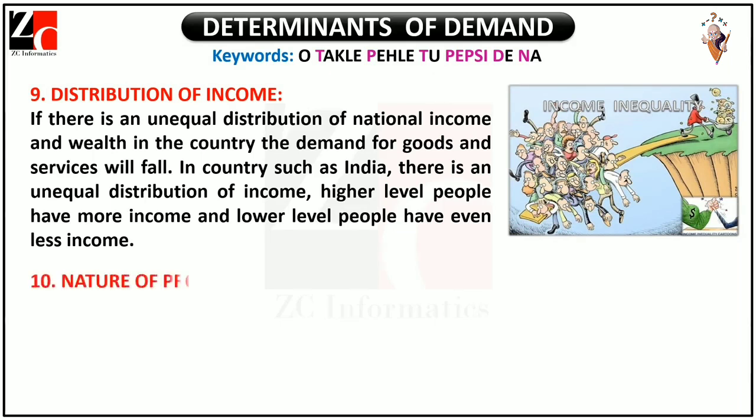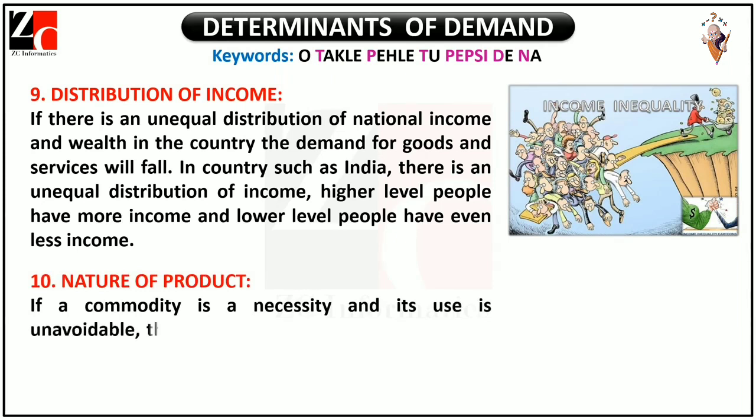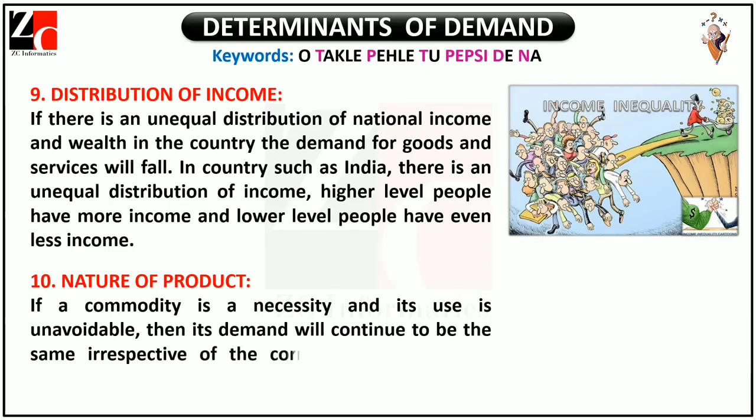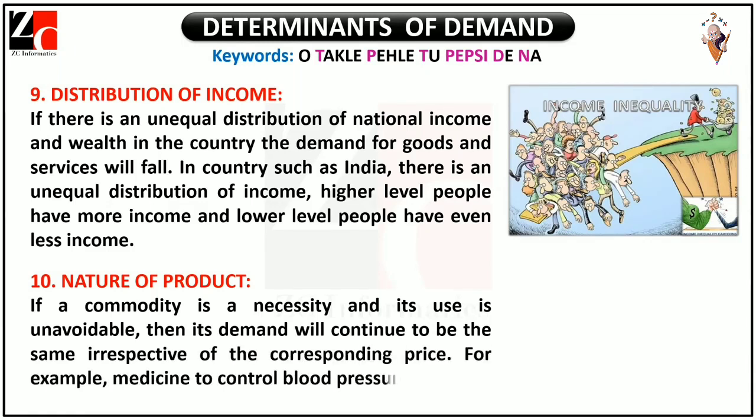Point number 10. Nature of product. If a commodity is a necessity and its use is unavoidable, then its demand will continue to be the same irrespective of the corresponding price. For example, medicine to control blood pressure.